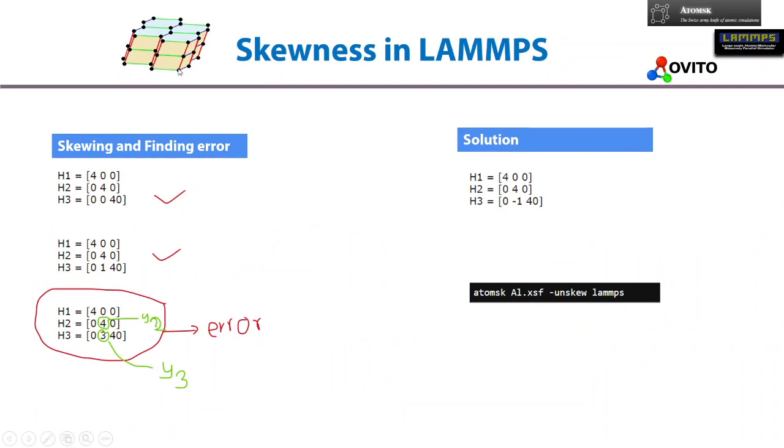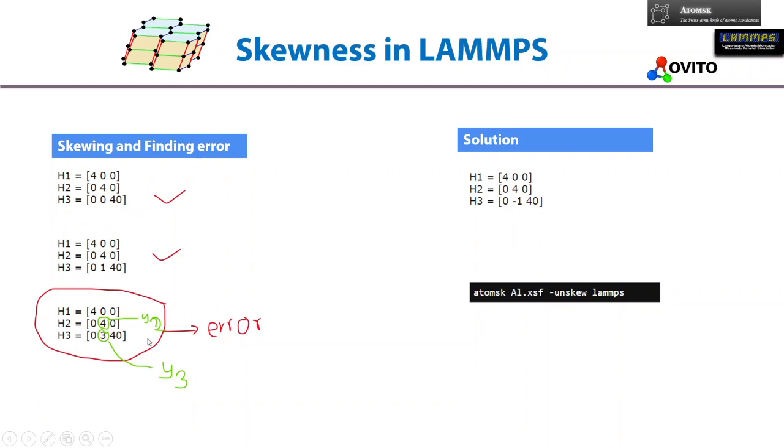So here is a basic structure which is skewed. For example we have these box vectors, a 4 by 4 by 40 Angstrom structure. Firstly we will be skewing the structure in the YZ plane by a value of 1 in the y direction. Then we will be skewing it by another 2 in the positive y direction for the YZ plane. And if we try to use this structure in LAMMPS, we will find the error.